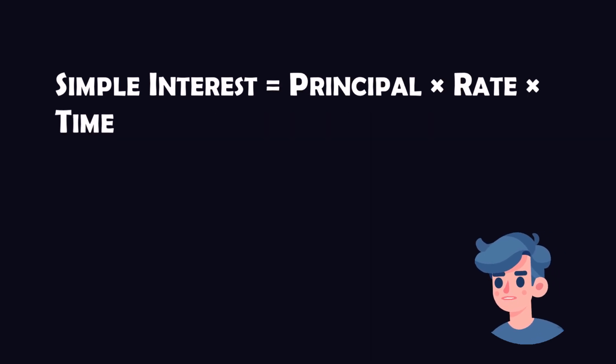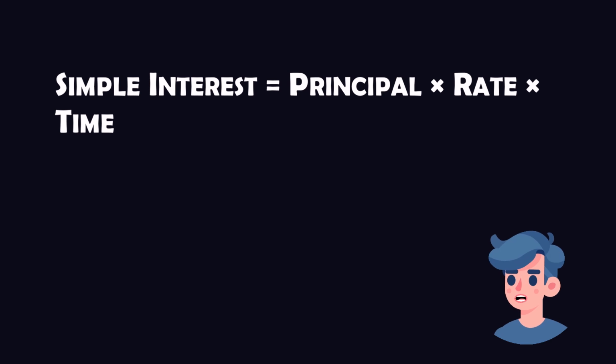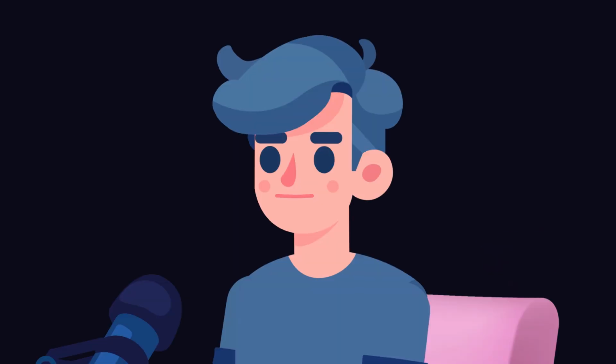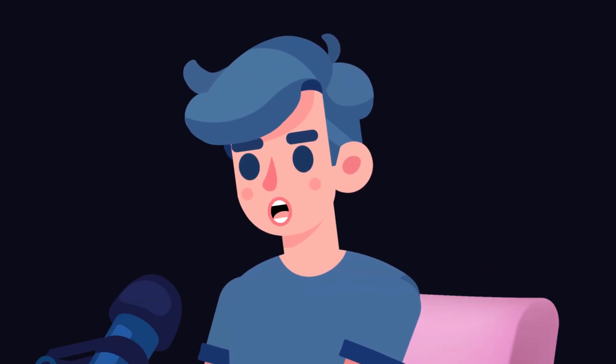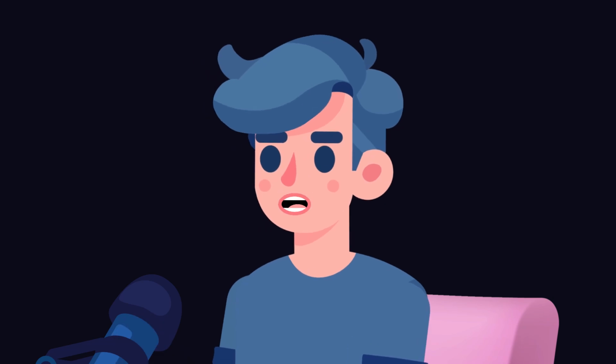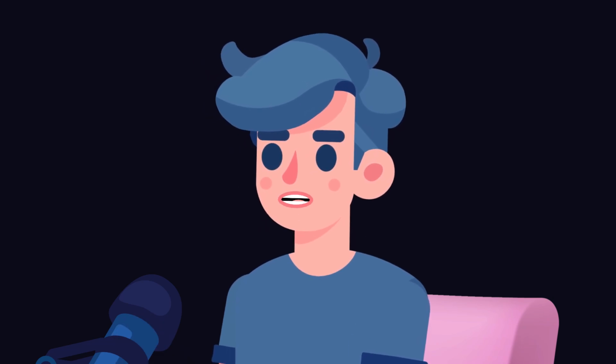First, let's explore simple interest. Suppose you invest $1,000 at an annual simple interest rate of 5%. To find out how much interest you will earn after 1 year, you can use the following formula. In this case, the calculation would be $1,000 times 0.05 times 1 is equal to $50. So, you will earn $50 in interest after 1 year.